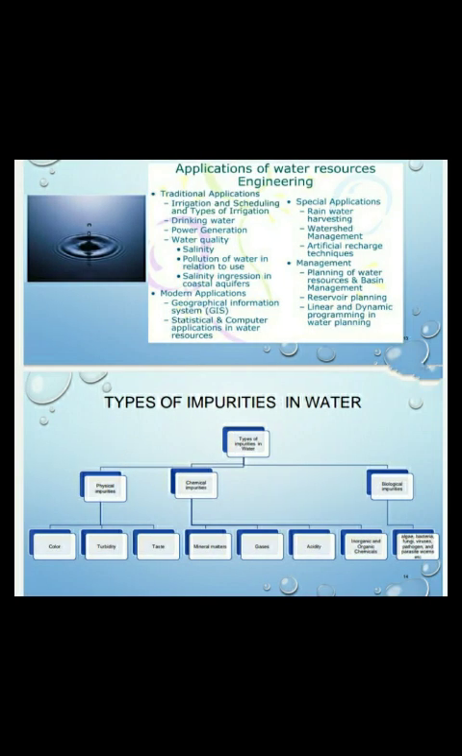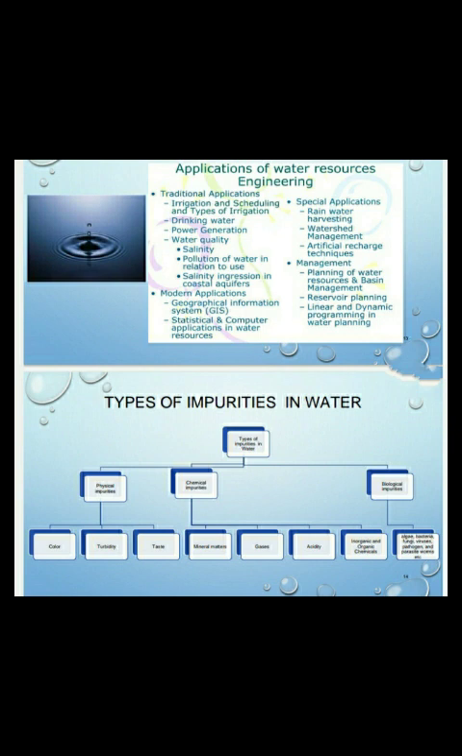So first we'll see what are the applications of water resource engineering. There are two types of application of water resource engineering. The first one is traditional, which we were using before the 18th century, or you can say before the 19th century, and the other one is modern applications, which we are using now after the 20th century. So you can read that.